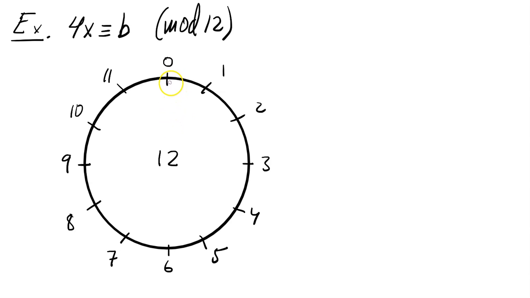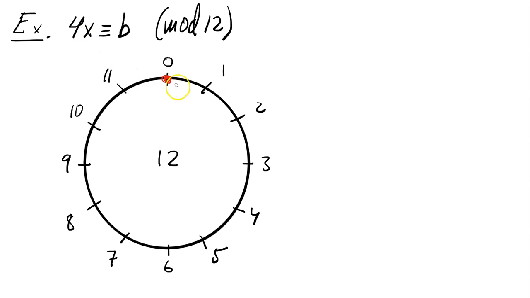Then we want to find out: if we start here and take a number of steps, x steps, with a step length of 4, when do we end up at b? Okay, we don't know what b is now, but we can find out what b must be if this should have a solution. So let us just try here now.